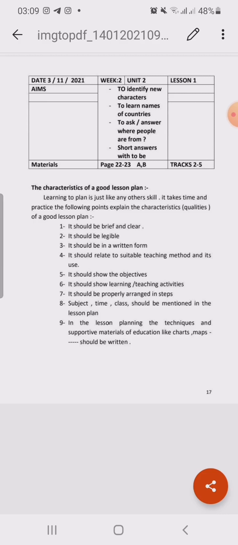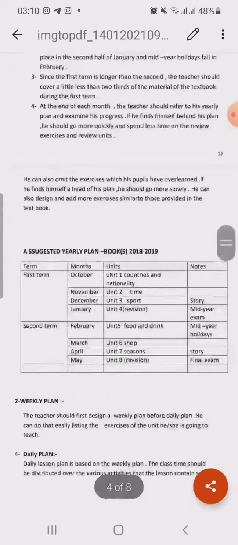Number 8. Subject, time and class should be mentioned in the lesson plan. These three elements must be mentioned in every plan. Number 9. In lesson planning, the techniques and supportive materials of education like charts and maps should be written. In each lecture, if the teacher uses teaching aids, he must mention them in the daily plan.